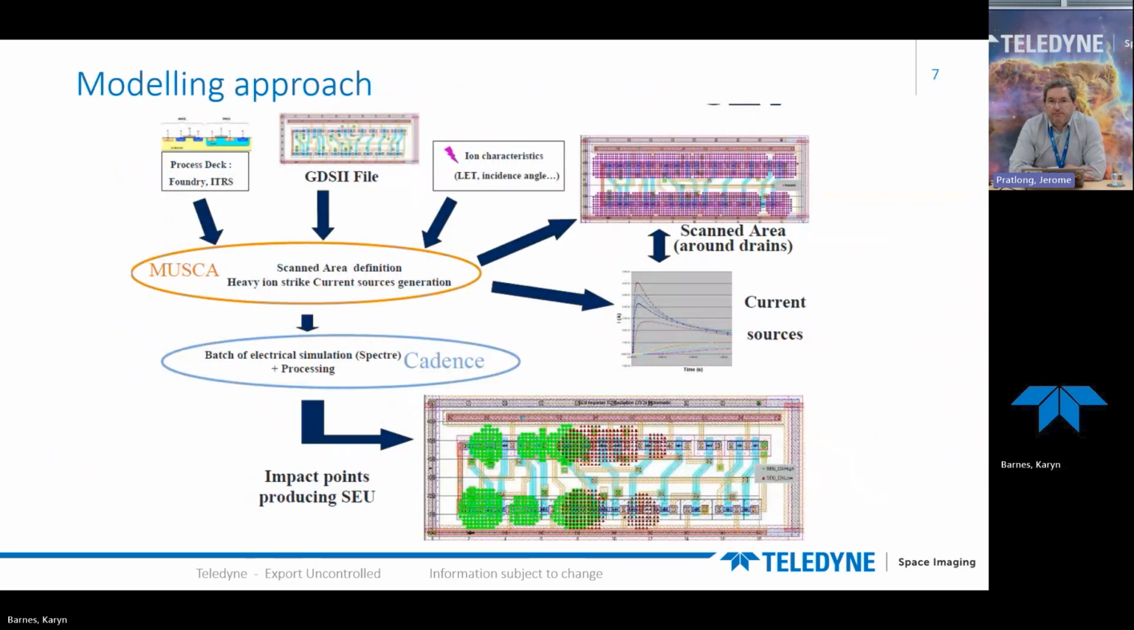The modeling approach to design such structures is to take into account the process, the design, but also ion characteristics. This was used via the MUSCA tool in order to generate stimuli in the shape of current sources applied in various parts of the design. This can be done via Cadence and simulated electrically, giving the weak points and strong points of the structure for optimization.